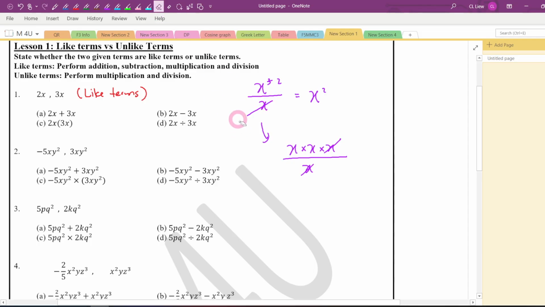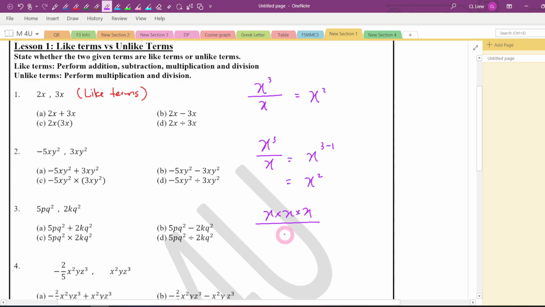So another way to do it is you can do it this way as well. 3 minus 1. The same theory. x squared. So why do we take 3 minus 1? Because this is x times x times x, and this is 1 times of x. Cancel, right? 3 times, you cancel 1. You take 1 of the x, simplify with the denominator. So eventually you are left with 2 times. That's why it's x power 2.